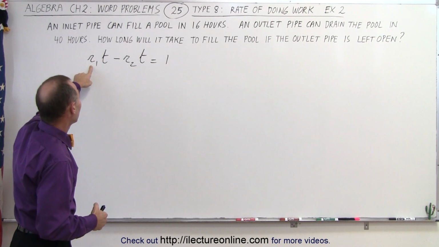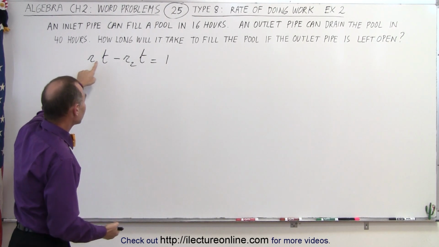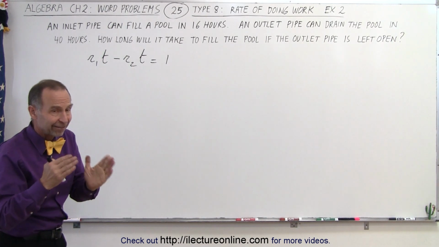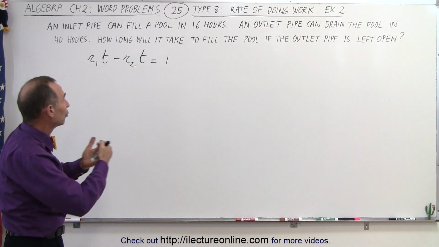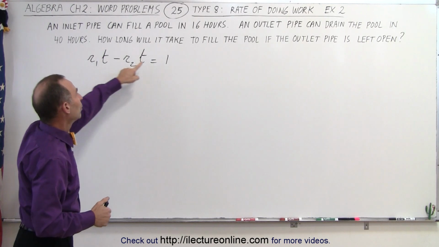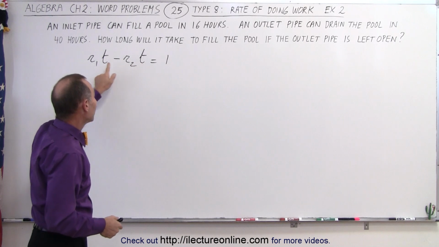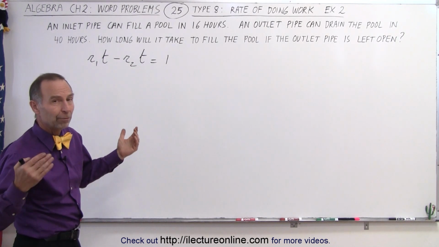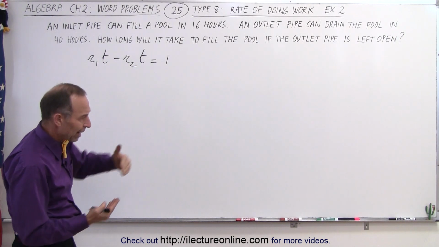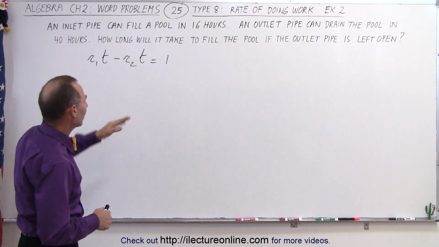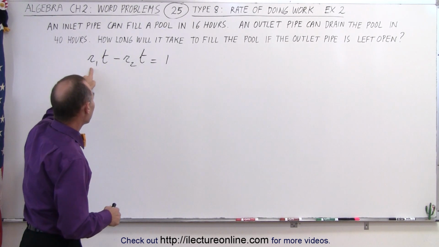And if the rate of the inlet pipe is greater than the rate of the outlet pipe, which in this case it is, because it takes less time to fill the pool than to drain the pool, then we get the pool filled. Now all we have to do is figure out what time is equal to. How long will it take when both pipes are open, the inlet pipe and the outlet pipe? How to do that? Well, again, we're going to need to find the rates.